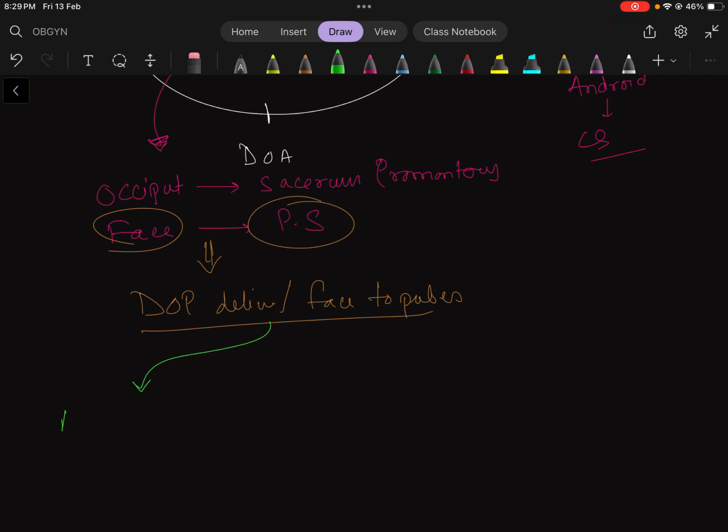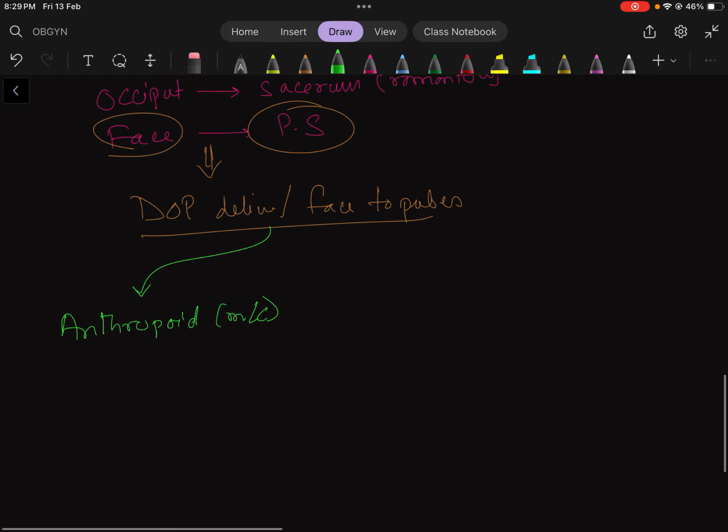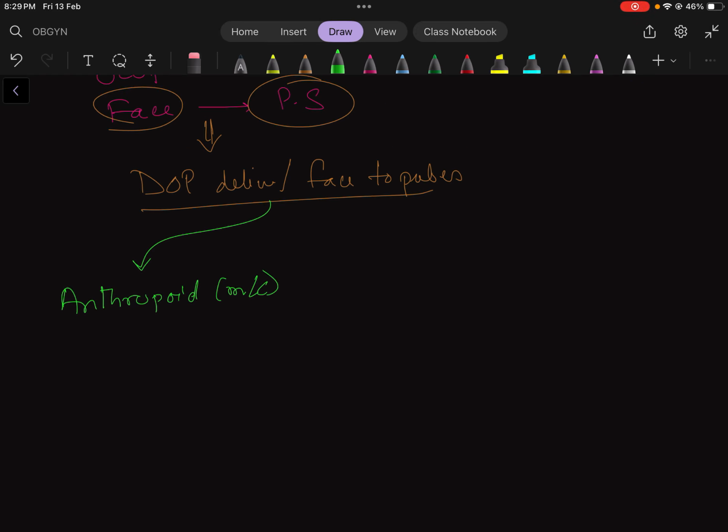If the pelvis is anthropoid, that is the most common, then we can go for a vaginal delivery, and here we have to give episiotomy. Episiotomy is indicated. What are the indications of episiotomy?